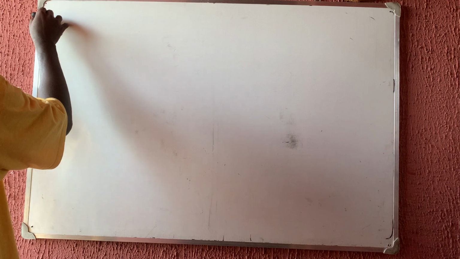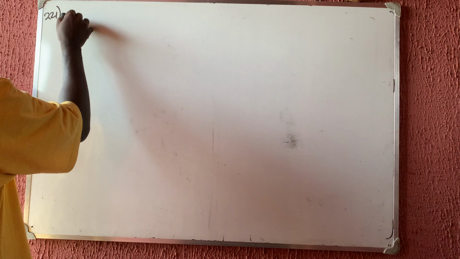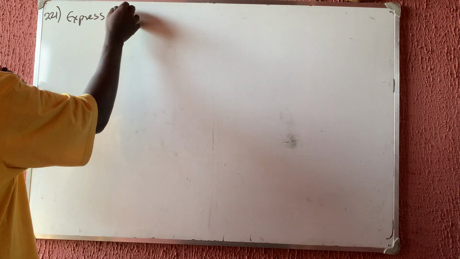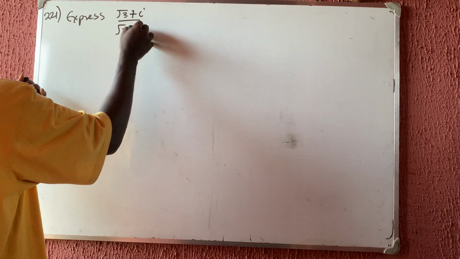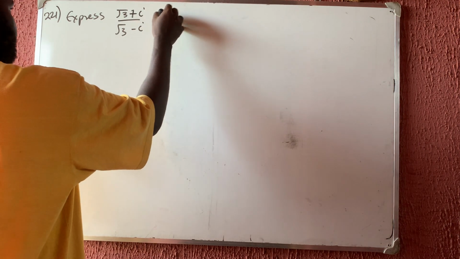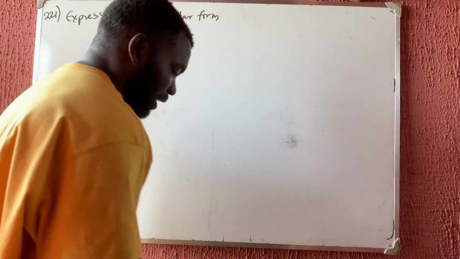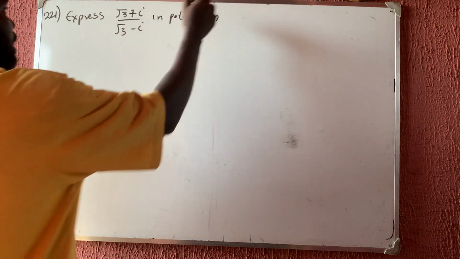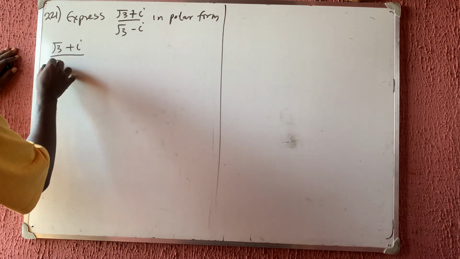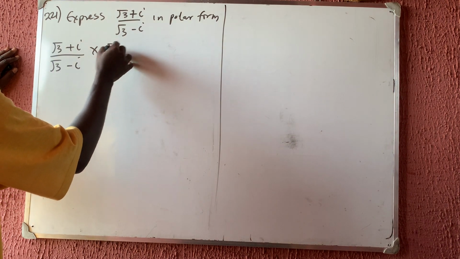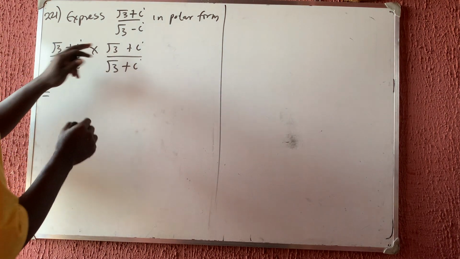So the next one, question number 221. Question number 221 said, express root 3 plus i all over root 3 minus i in polar form. Okay, first of all, you need to rationalize. So if you rationalize, I'm going to have root 3 plus i all over root 3 minus i times root 3 plus i over root 3 plus i. So root 3 times root 3 is ordinary 3.